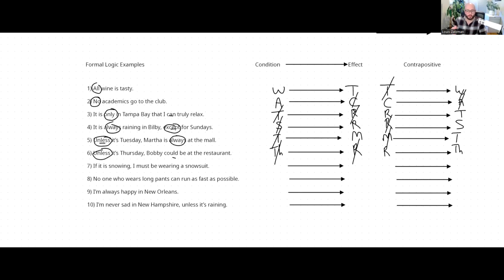If it's snowing, I must be wearing a snowsuit. This is just straight back to our sufficient example. If it's snowing, then I'm wearing a snowsuit with certainty. Meaning if I'm not wearing a snowsuit, well, it must not be snowing.